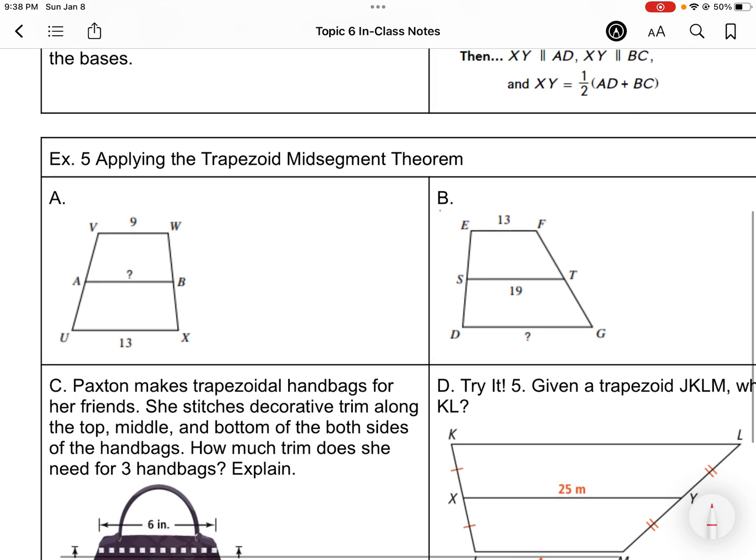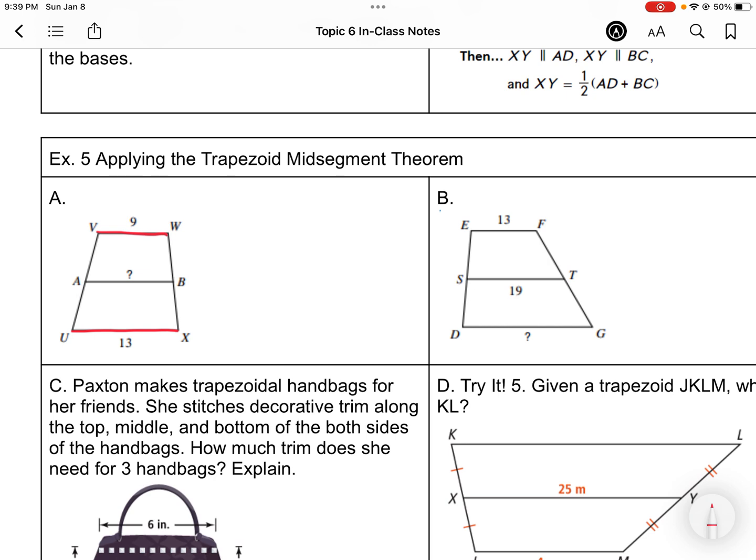So we can use this to help find missing measurements. So in this trapezoid, notice these don't have to be isosceles trapezoids. These are just any trapezoids. For part A of example 5, we're given that one base is 9, the opposite base is 13, and we want to find the midsegment. Well, that's a length here.